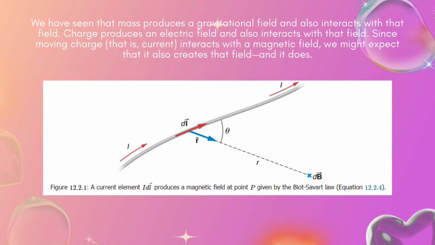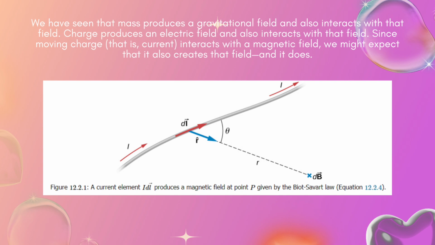We have seen that mass produces a gravitational field and also interacts with that field. The charge produces an electric field and also interacts with that field. Since moving charge, that is, current, interacts with a magnetic field, we might expect that it also creates that field, and it does. With that said, using the Biot-Savart law, we are now able to determine the magnetic field at a point P in space produced by the current-carrying wire.